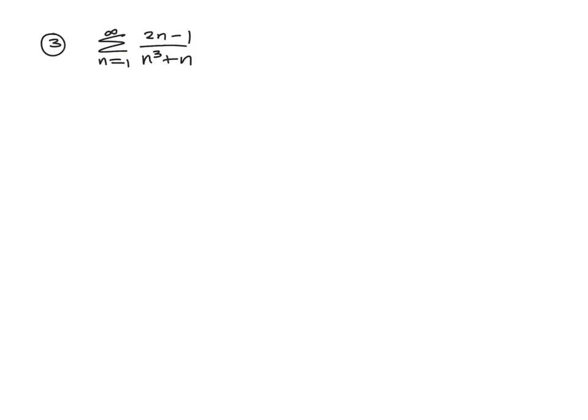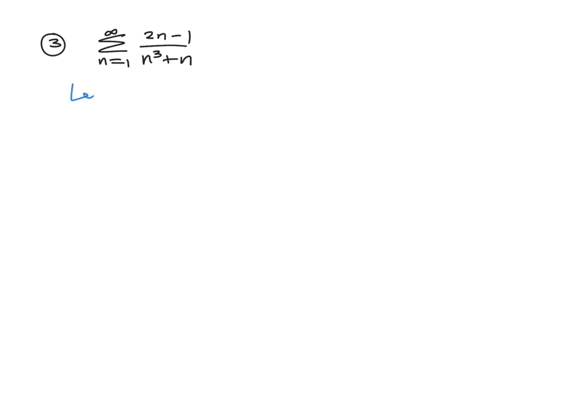Okay, here's another one. I want to find the convergence of this series, the sum as n equals 1 to infinity of 2n minus 1 over n cubed plus n. So the first thing I would do is decide, are the individual values going to go to 0? And they will, because if I divide by n cubed on the top and the bottom, I end up with 2 over n squared minus 1 over n cubed on top, which goes to 0, over 1 plus 0. So I definitely will get a limit of 0 for the individual terms. That's the first thing I always check.